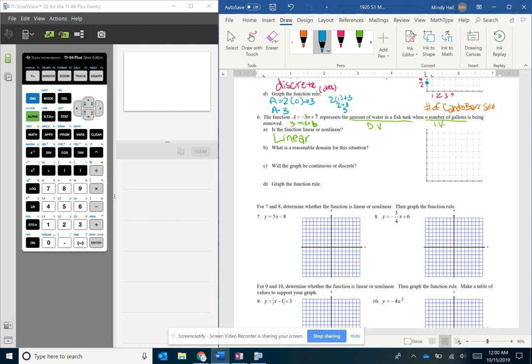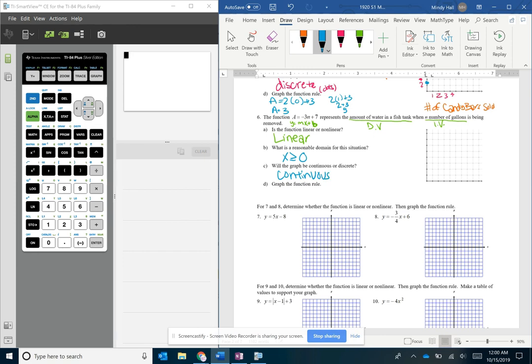You'd be losing partial gallons all the time, half a gallon, quarter gallon, however much it may be, but it'd be a constant flow. So that means that my reasonable domain would be any x value that is greater or equal to 0, because if I didn't feel like taking water out, then I could take 0 gallons of water out. So because I can have partial portions of a gallon, that means that this can be a continuous graph.